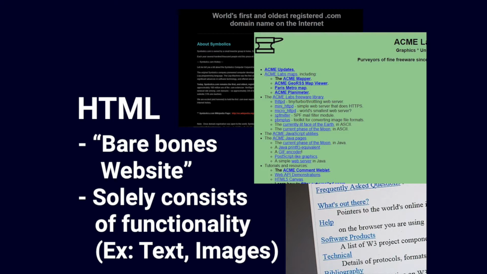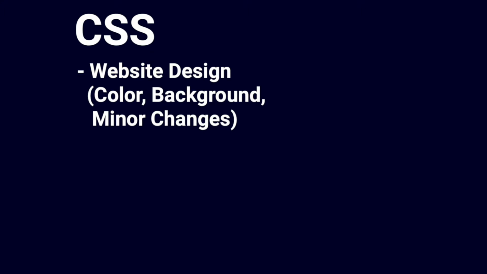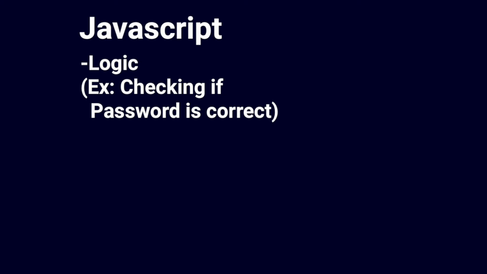HTML helps put the basic stuff on your website, so text and images and all that. CSS is basically how you design your website, so how you color your text, how you add a background, and how you can change the font, and so many more things that I am just not going to dive into right now. And JavaScript is the logic of your website.